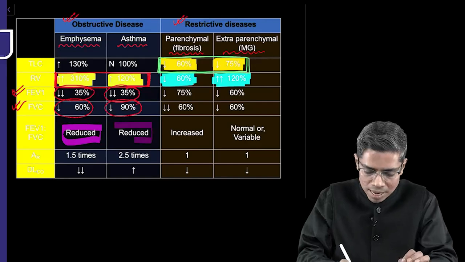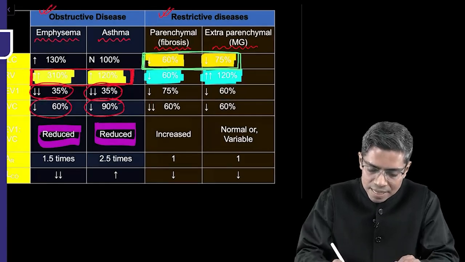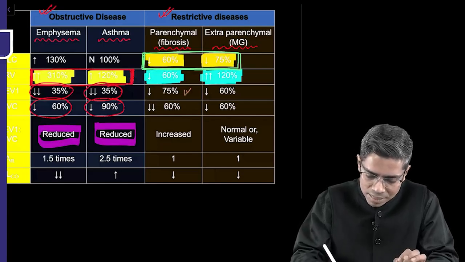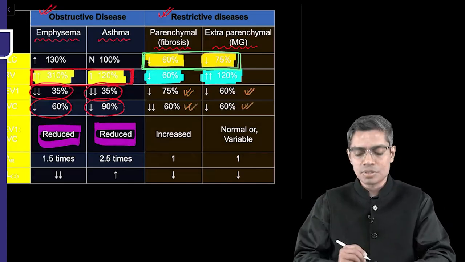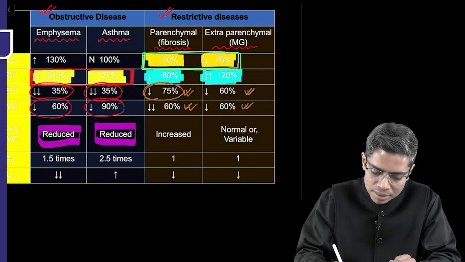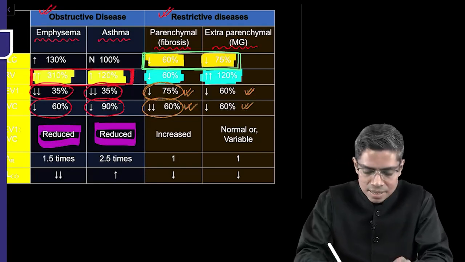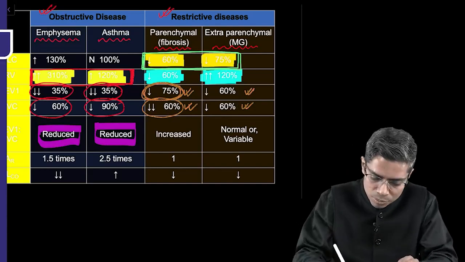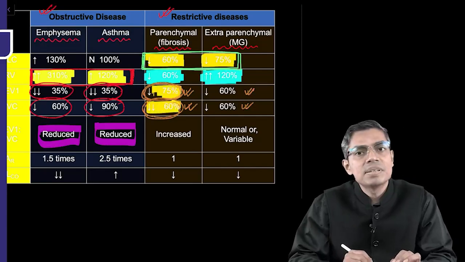But you look at the restrictive disease condition. So in restrictive disease condition, there is again reduction in both values. Both values means there is reduction of FEV1 also, FVC also. FEV1 is also reduced, FVC is also reduced. But if you look at it, FEV1 is reduced more than FVC in case of parenchymal restriction, right? Sorry, FVC is reduced more, that is 60% of the original. FVC is reduced more than that of the FEV1.